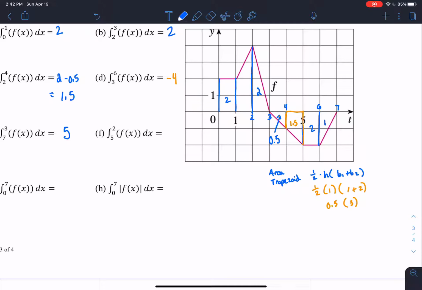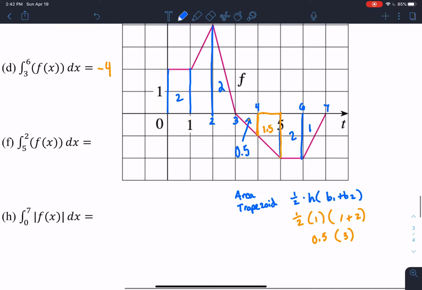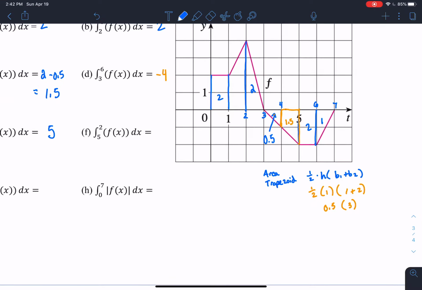All right, so now we're going from 5 to 2. So we have 1.5 plus 0.5, so that's 2, okay? And then from 3 to 2, we have to take away 2 because that region is above the x-axis. So that's just going to be 0.